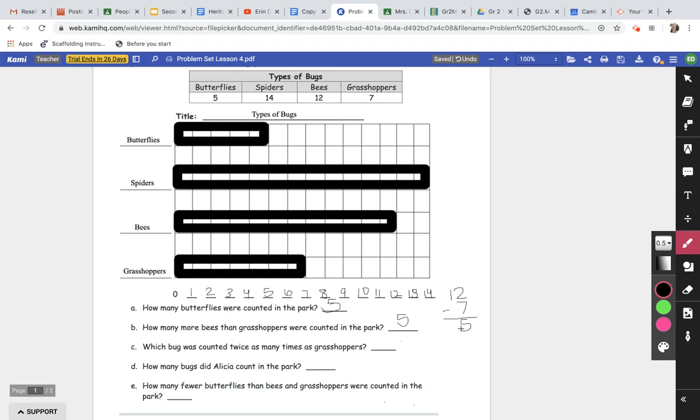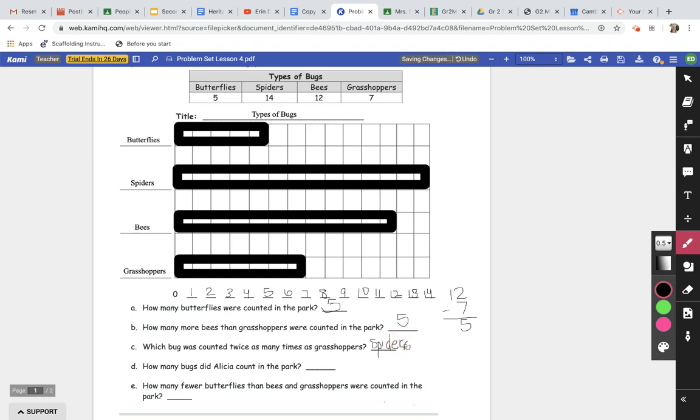Okay, next it says which bug was counted twice as many times as the grasshoppers? Well, grasshoppers over here were 7. So twice as many would be 14. So I can look here and say, okay, I know that it's going to be spiders. So I'm going to write my answer here. Spiders, my favorite. And I'm doing my neatest handwriting with this stylus here on my keypad.